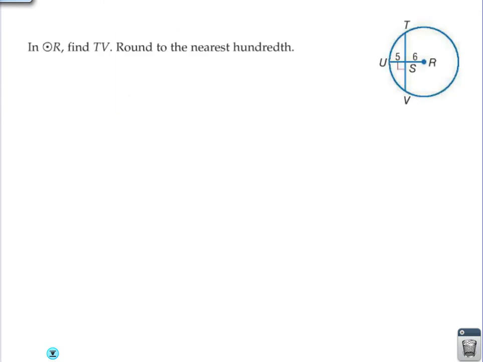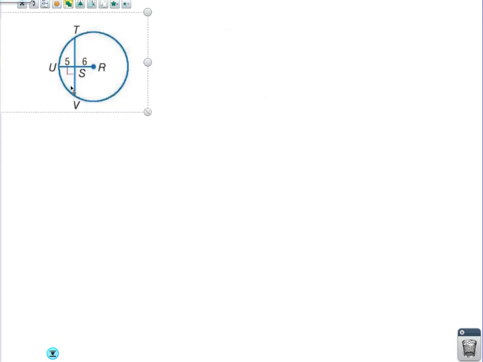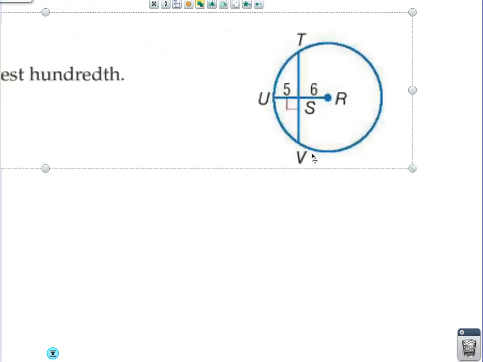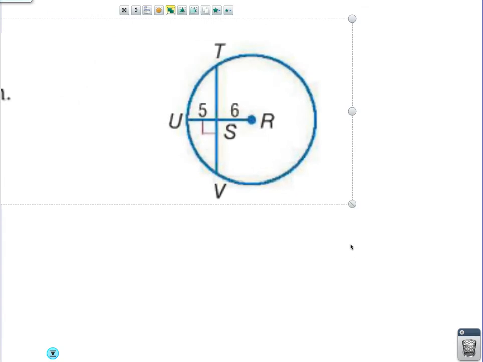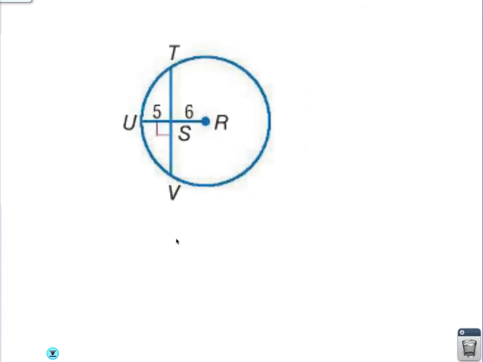Anybody see a TV in there? I don't know. In circle R, find TV and round to the nearest hundredth. That's weird. It's got 5 and 6 in here. How in the world are you going to find TV and round to the nearest hundredth? Let's look at that. We're looking for the distance from T to V. We're given that the distance from S to R is 6. The distance from U to S is 5. And we're looking for the distance from T to V.